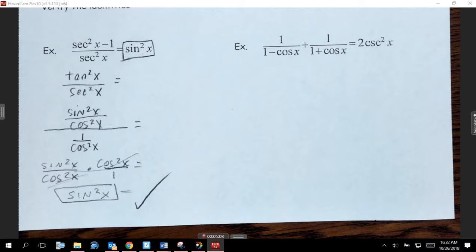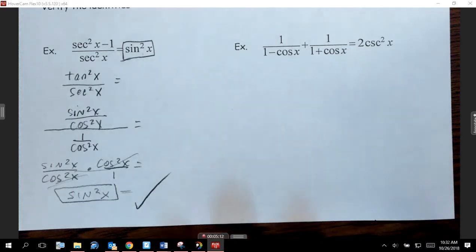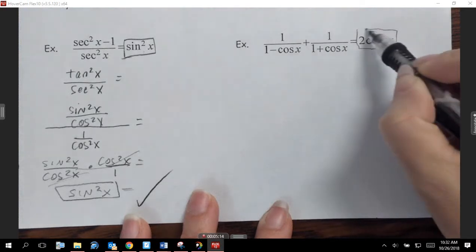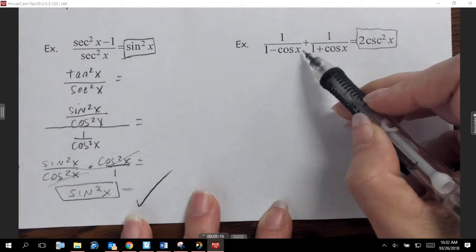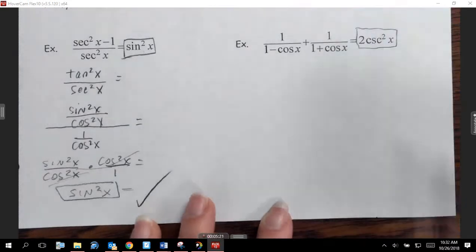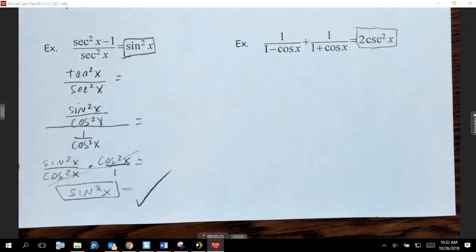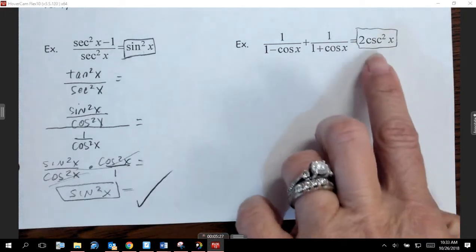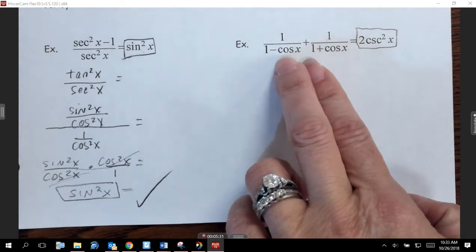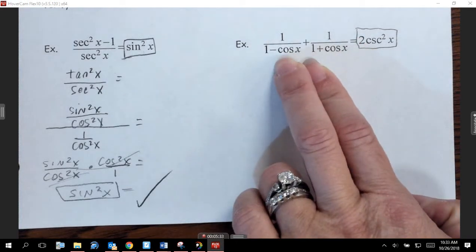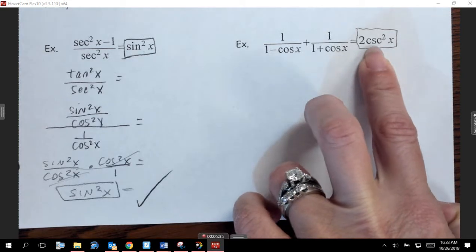Which one should we box in? I'm going to box in the 2 cosecant squared x because that only has 2 times something. Over here I've got subtraction, addition, division. I've got a lot of stuff happening on that side. My mind should be thinking, I need to get down to 1 term. That means I'm going to have to add fractions together. I'm going to have to do that. I also can't have fractions when I'm done either.